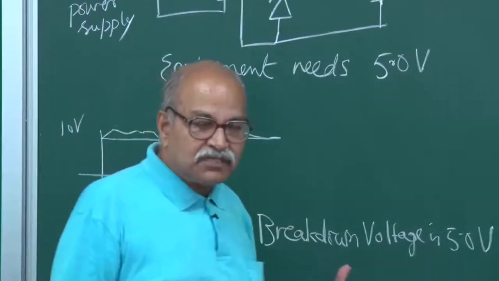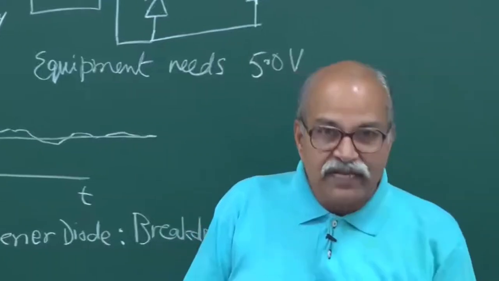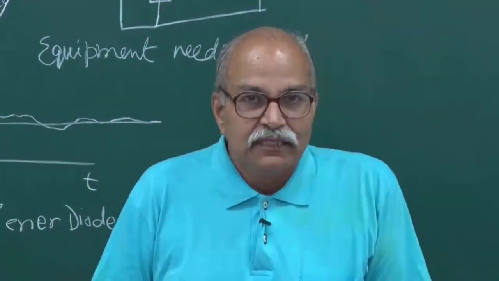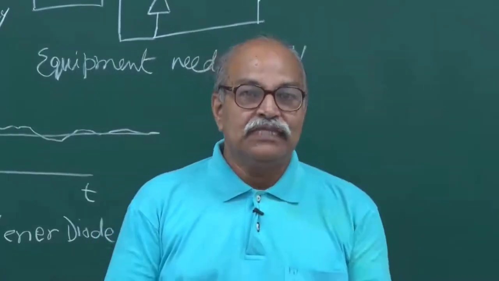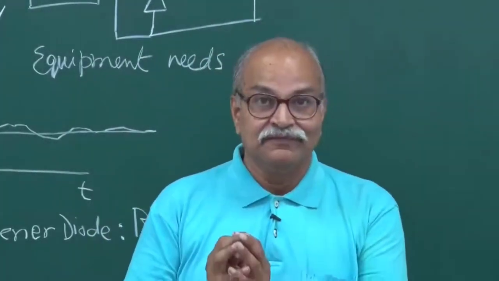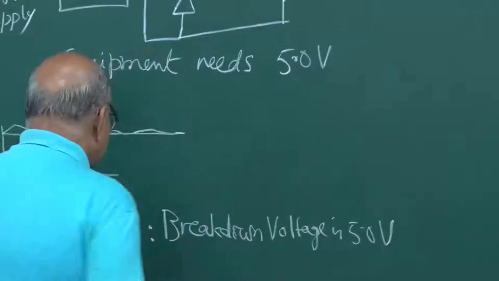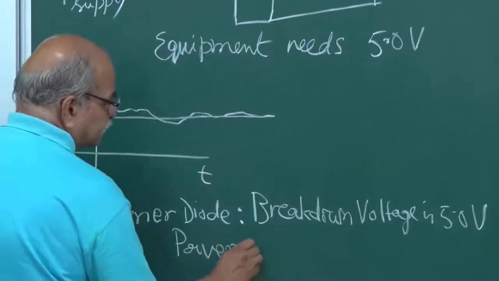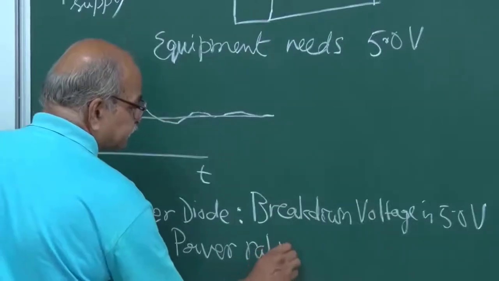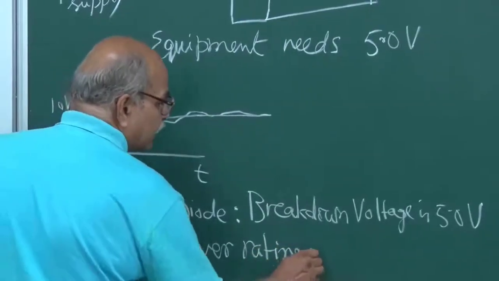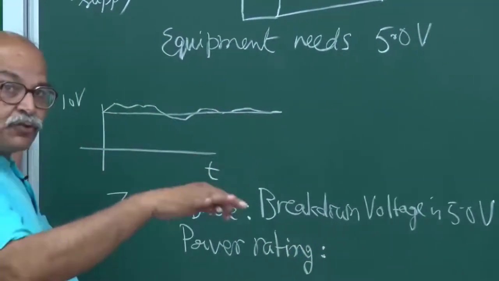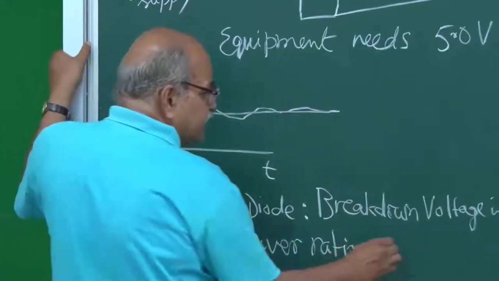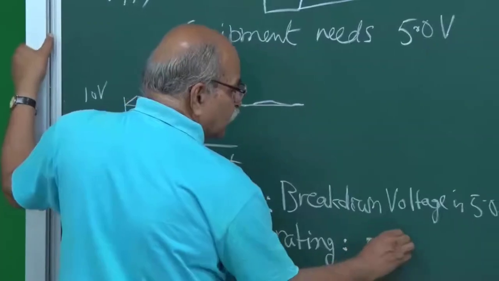And there is one more specification which is very important. You cannot supply a huge current into any diode. It will generate thermal heat and it will burn. So there is a power rating, and power rating means the maximum power that can be given to this Zener diode. Suppose this power rating here is 0.5 watts.